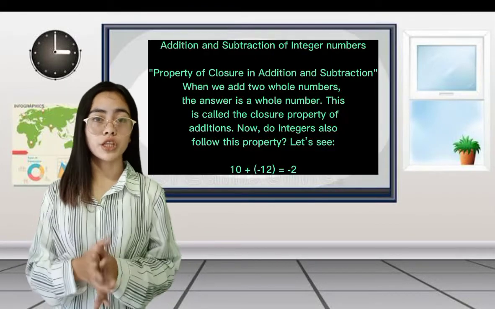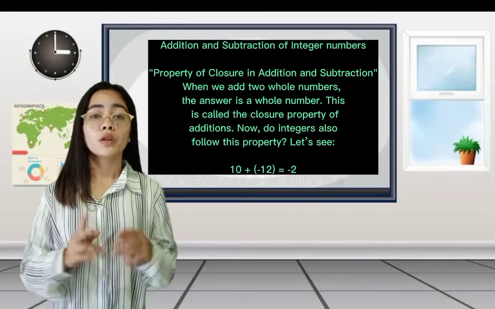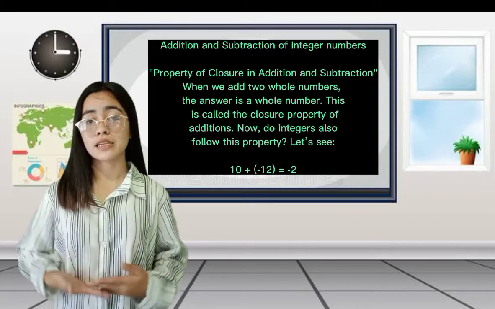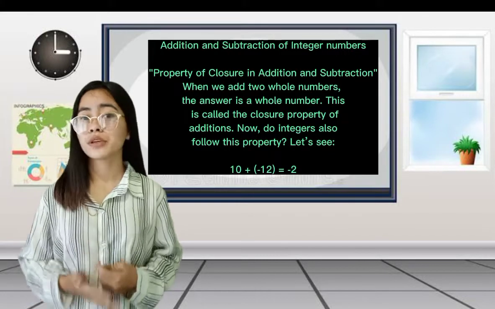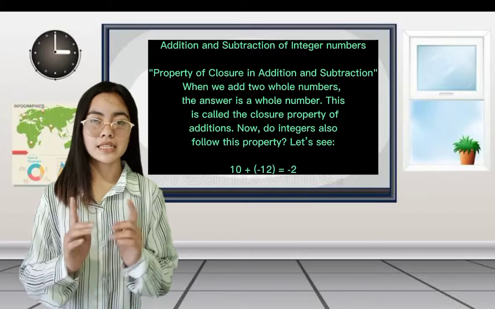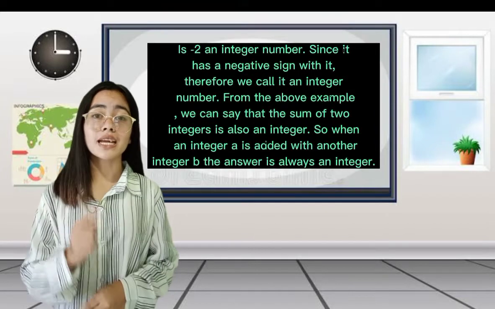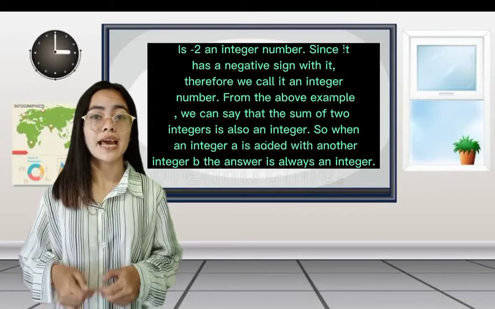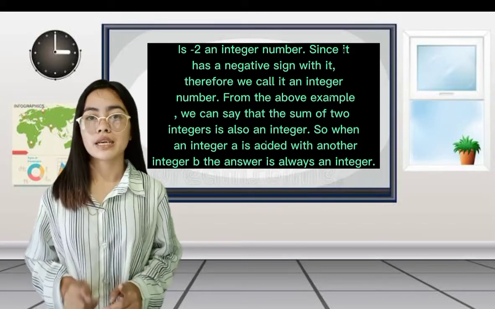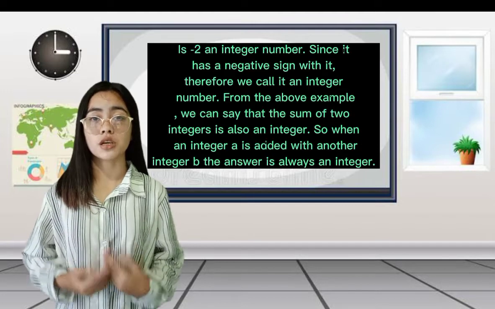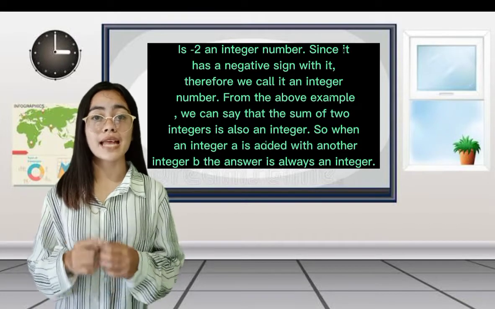Addition and subtraction of integer numbers. Property of closure in addition and subtraction. When we add two whole numbers, the answer is a whole number. This is called the closure property of addition. Now, do integers also follow this property? Let's see. For example, 10 plus negative 12 equals negative 2. Negative 2 is an integer number since it has a negative sign with it. From the above example, we can say that the sum of two integers is also an integer. So when an integer a is added to another integer b, the answer is always an integer.